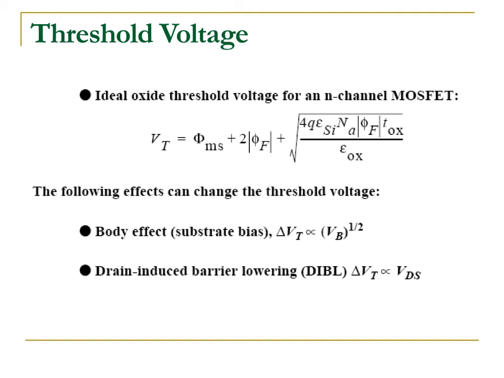These factors can change the threshold voltage. One is the body effect or the substrate bias, right? And the second is the drain induced barrier lowering, which is nothing but VDS and VB. VB is nothing but the base contact, right? So the voltage at the base contact and the drain source voltage play a major role in monitoring the threshold voltage, and this is also in collaboration with the threshold voltage of the oxide layer that is used, right?